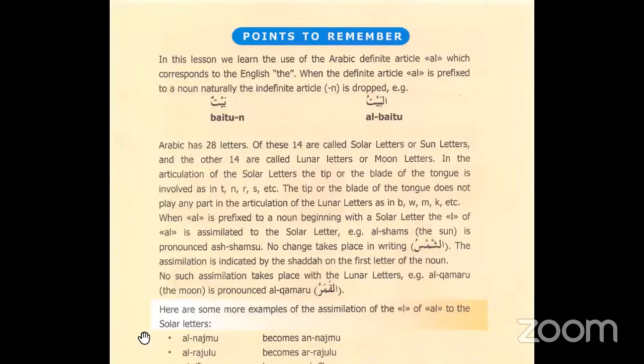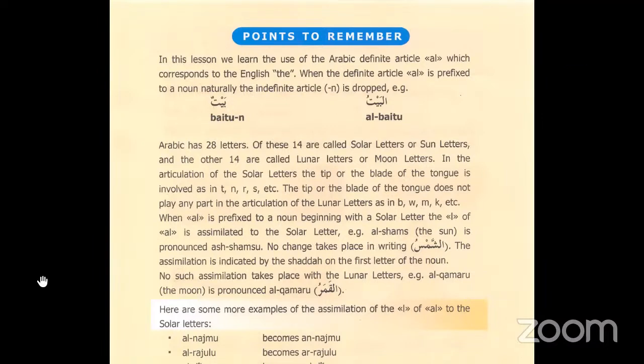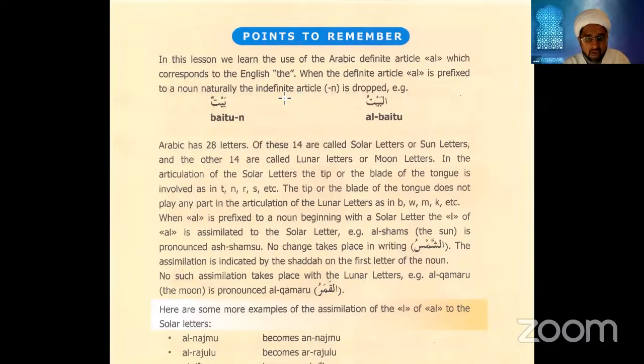In this lesson, we learn the use of the Arabic definite article al, which corresponds to the English the. When the definite article al is prefixed to a noun, naturally the indefinite article is dropped. Example, al-baytu. The original word is baytun. In the indefinite article, the noon is dropped, so the tanween on baytun is dropped when alif lam comes, and it becomes al-baytu.